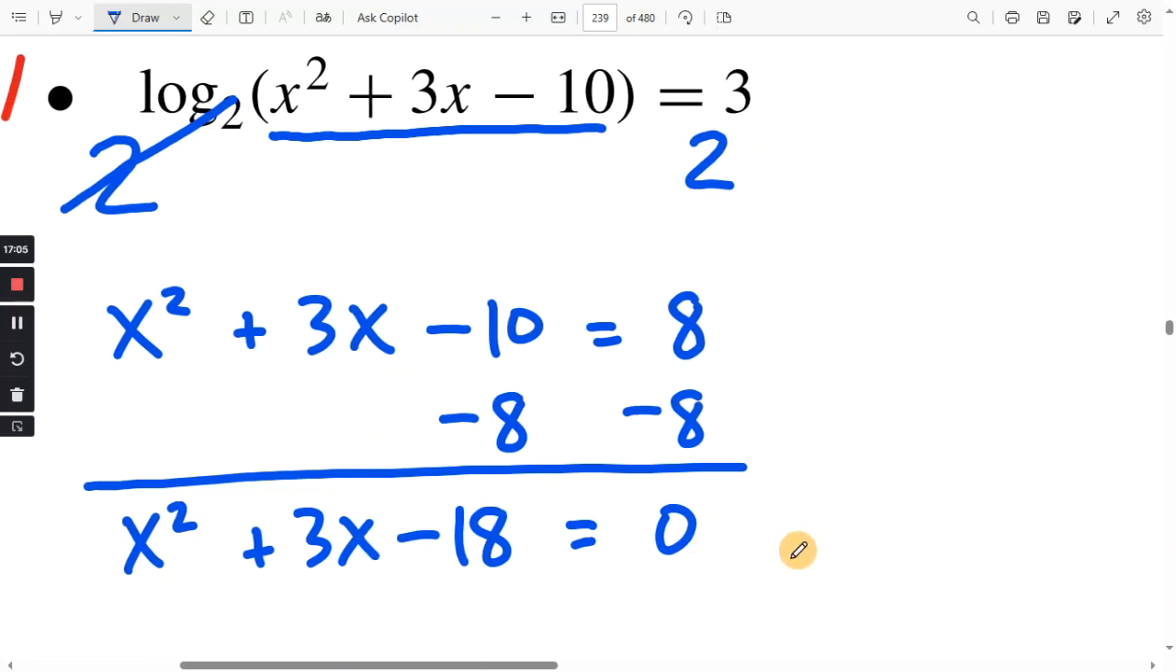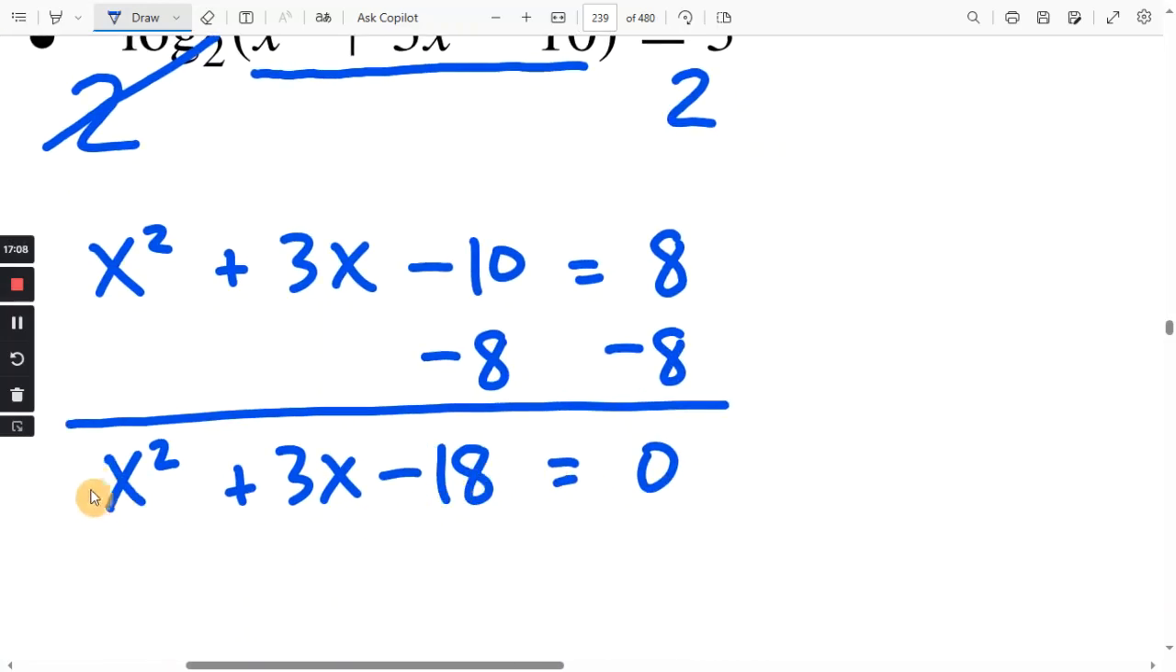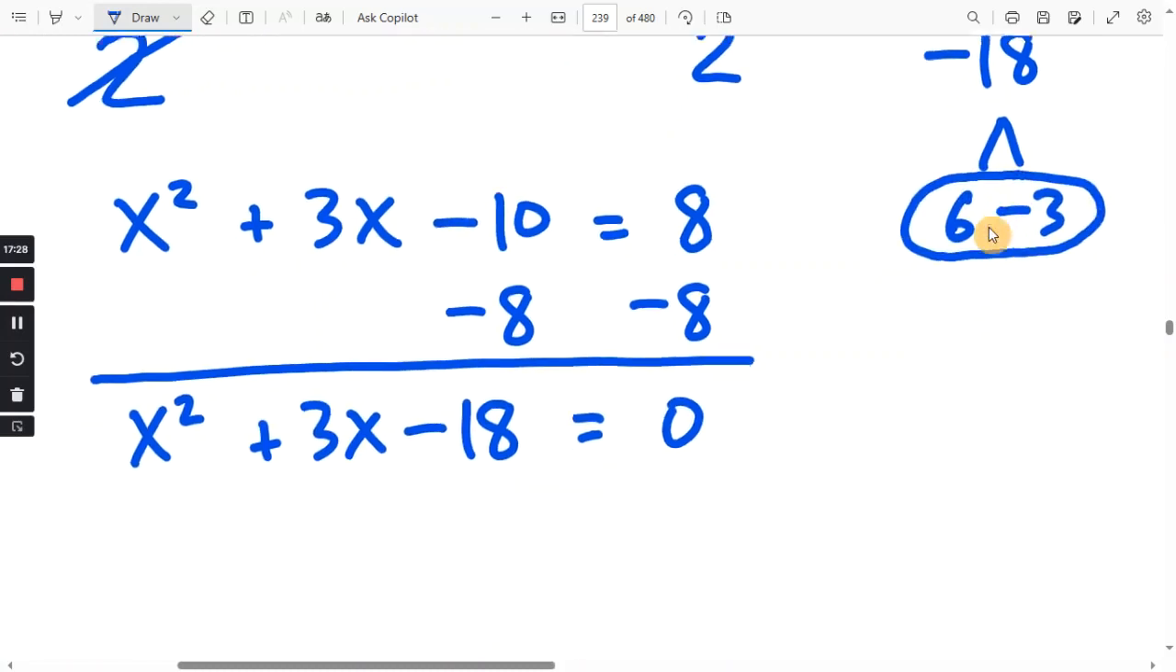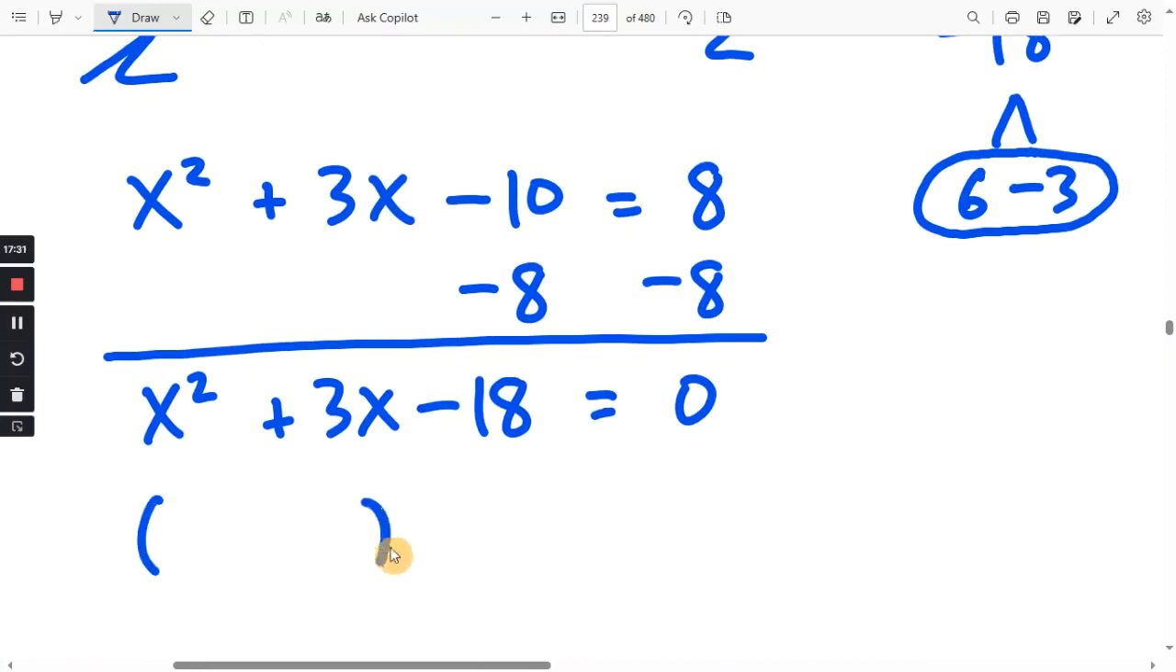All right, how do we solve? We need to factor. This has a coefficient of 1, so we need two numbers that multiply to negative 18 and add to positive 3. Let's write out some factors of negative 18. We have 6 times negative 3. If you take these two and add them, they add to positive 3. So that works just fine. So we're going to write two binomials equal to 0. Since we're starting with x squared, we're going to start the binomials with x times x. This is positive 6 and negative 3.